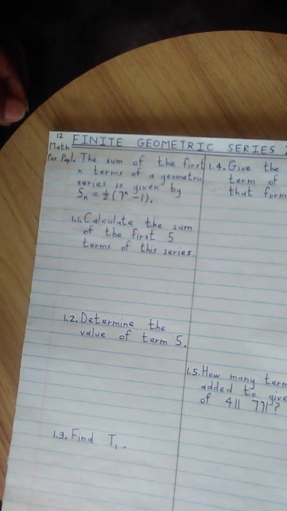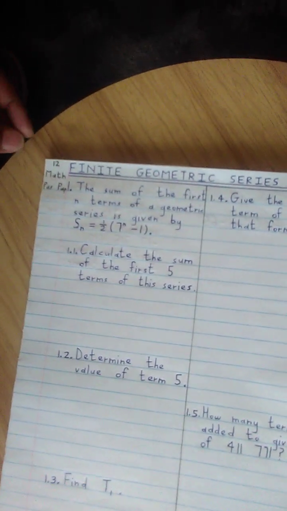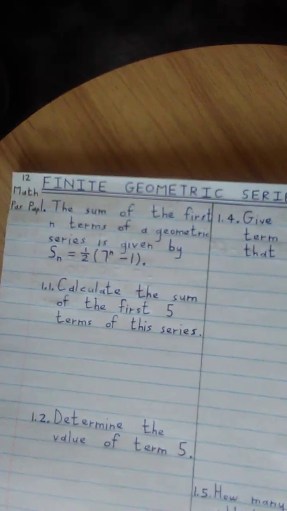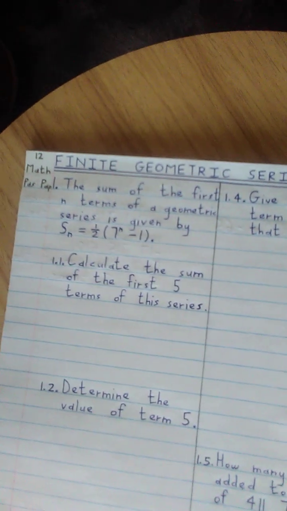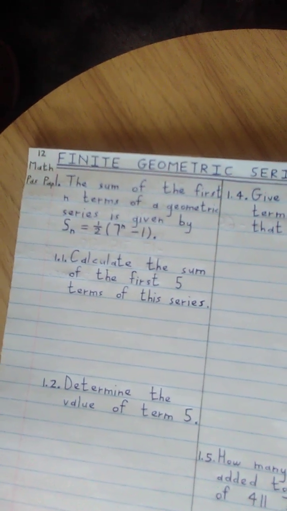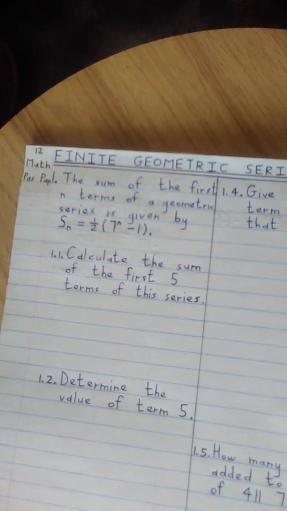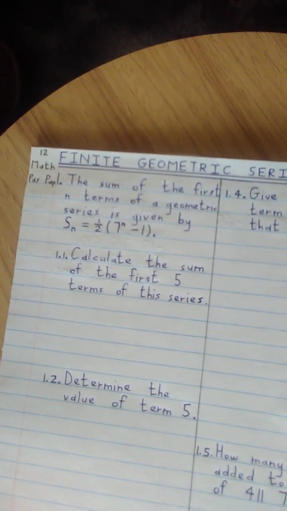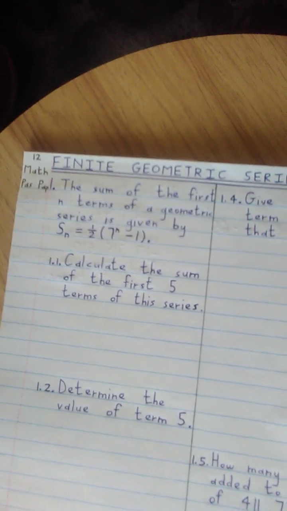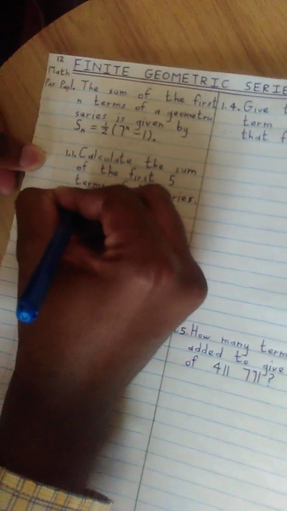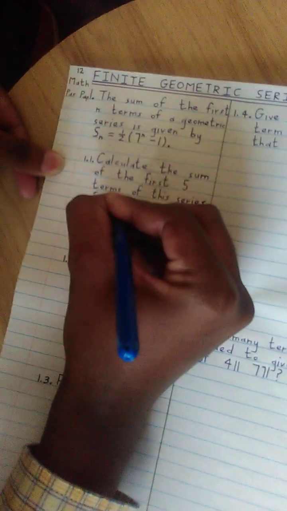Okay, so number 1 states the sum of the first n terms of a geometric series is given by Sn is equal to half open bracket 7 to the power of n minus 1 close bracket. 1.1 asks calculate the sum of the first 5 terms of this series. So we're calculating S5, right? Where there's n, we're going to put 5.